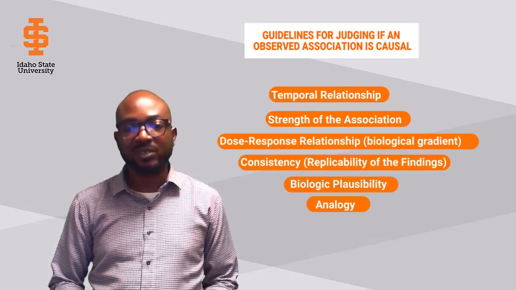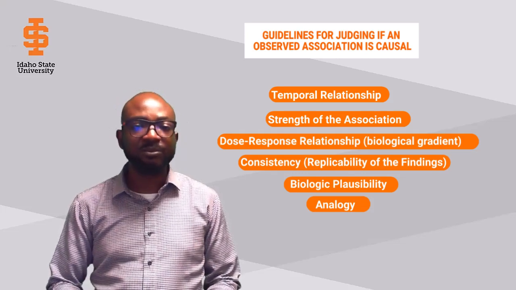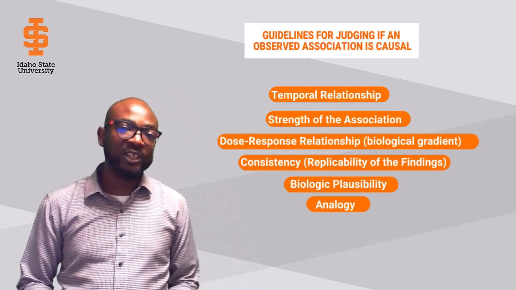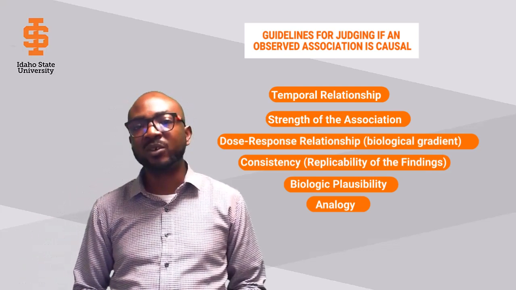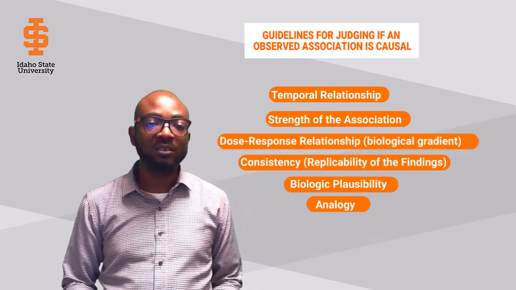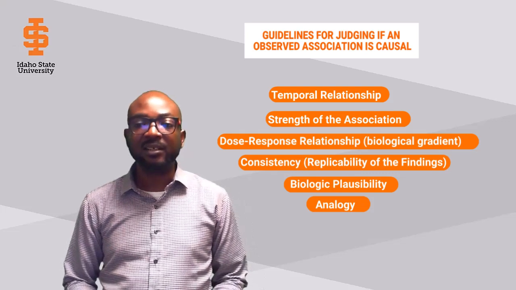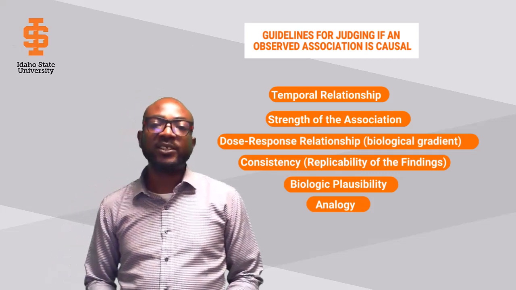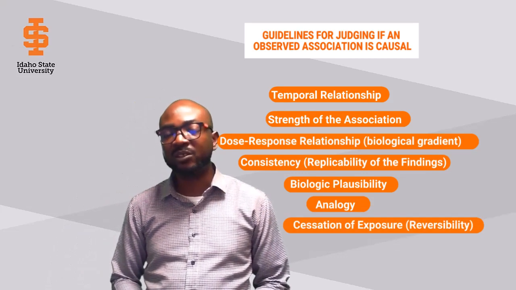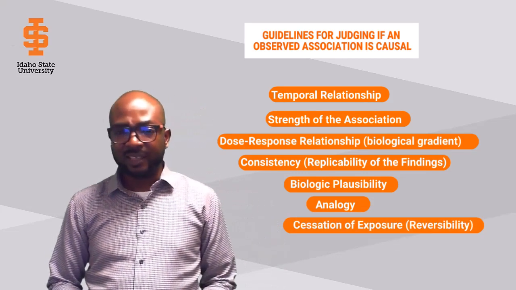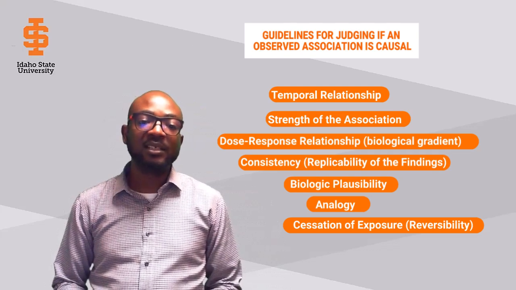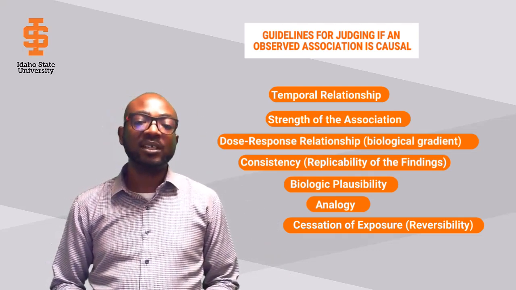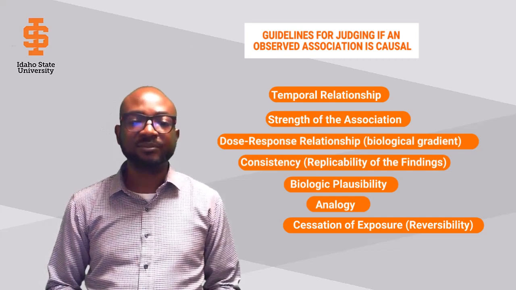argument of causality. For example, previous experience with the effects of thalidomide or rubella infection in pregnancy would lend support for a causal effect of another drug or viral agent in pregnancy with similar but weaker evidence. Another criterion is the cessation of exposure or reversibility. If a factor is a cause of a disease, we would expect the risk of the disease to decline when exposure to that factor is reduced or eliminated.